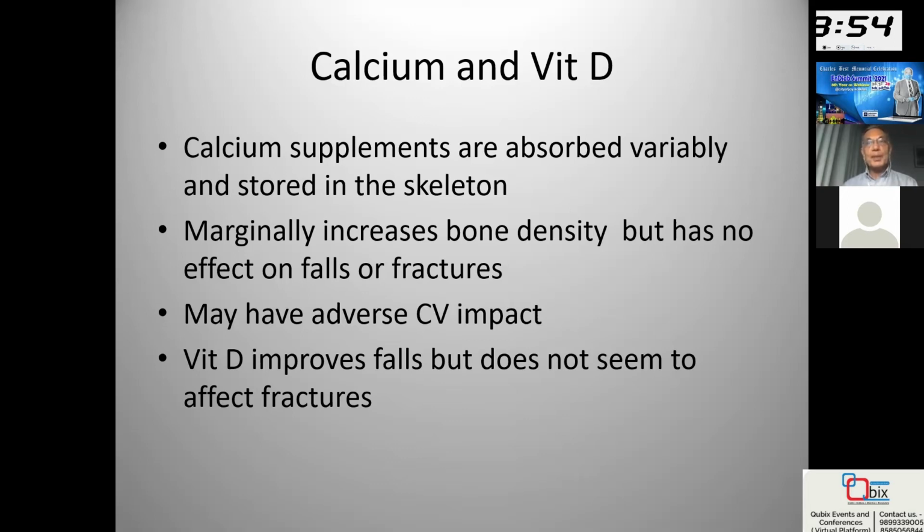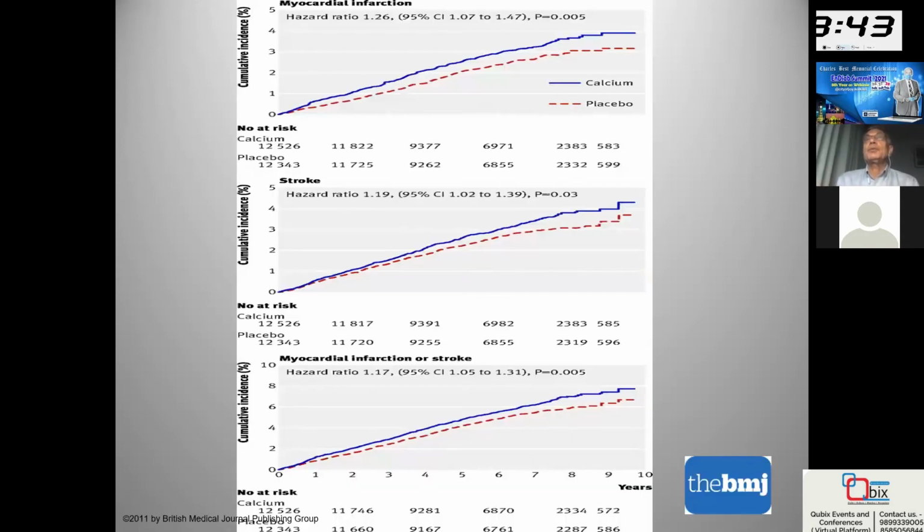Regarding vitamin D, it's a good thing to have, but it doesn't seem to affect fractures, but does improve falls, so you have fewer falls. There's some data on cardiovascular risk and calcium that I share with you. The busy slide, I'm sorry. Top is myocardial infarction hazard ratio. The blue line is with calcium supplements. The dotted line is with placebo. The middle one is the stroke. Again, blue line is calcium supplements and red line is placebo. Same with the cumulative incidence of both stroke and myocardial infarction. So there does seem to be an adverse cardiovascular signal.